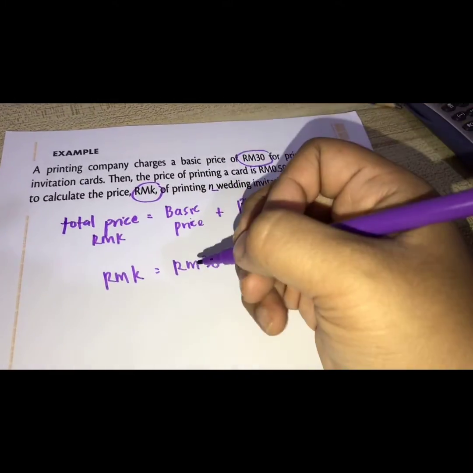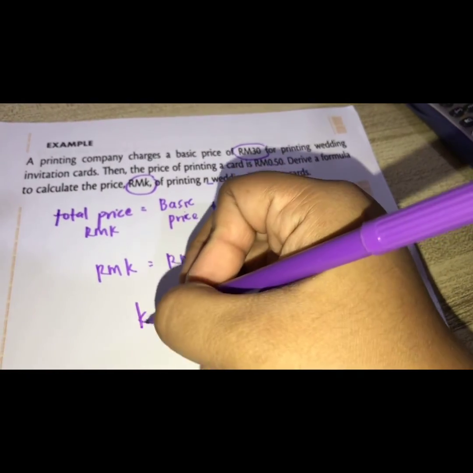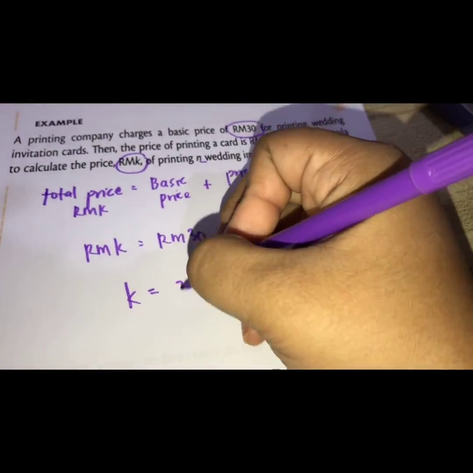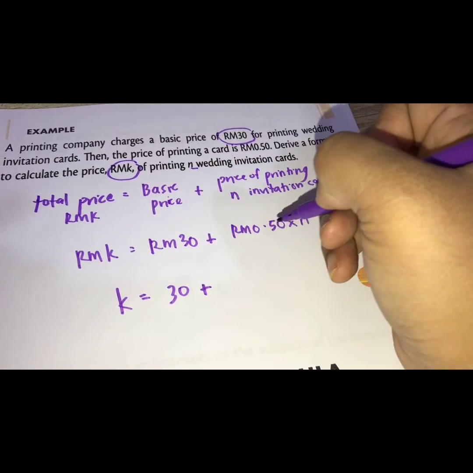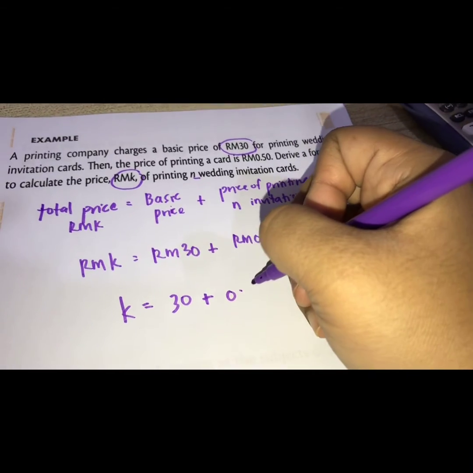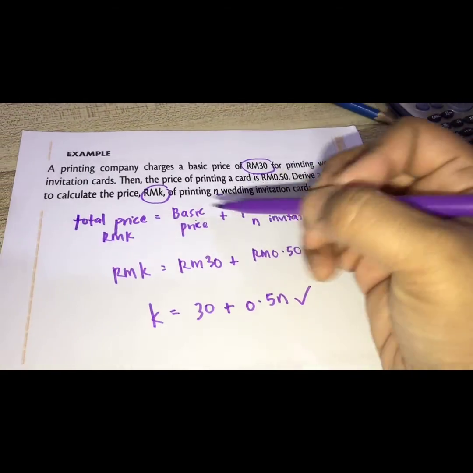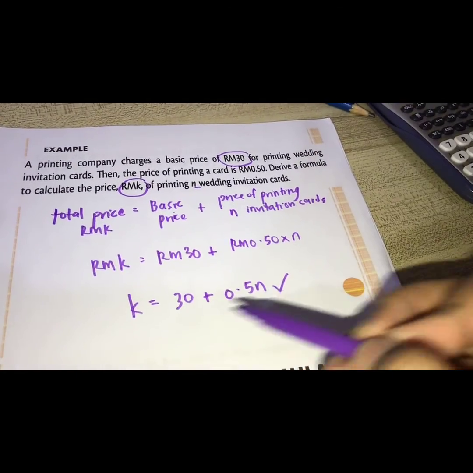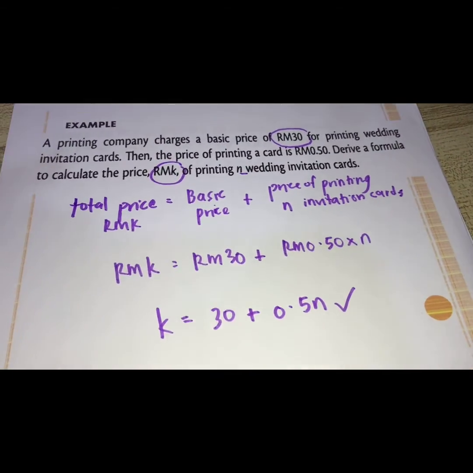To write the formula, no need to write the unit, you just write K. Write the variable K, subject of the formula K, equal to 30 plus 0.50 times N, you get 0.5N. So this is the formula. Derive a formula to calculate the price. So this is the formula to calculate the price of printing wedding invitation cards.